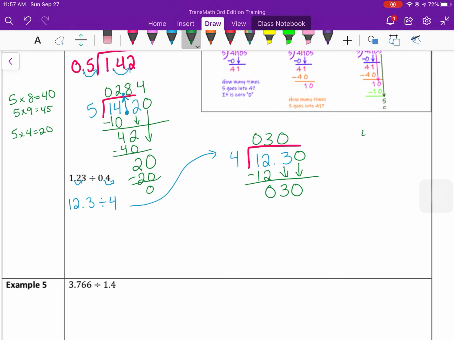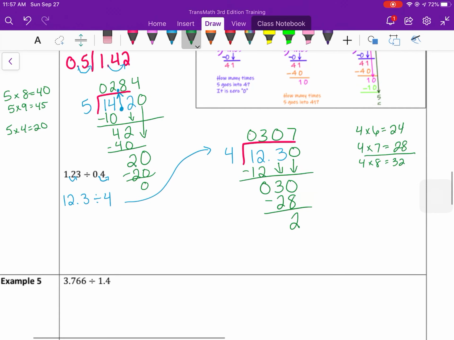Now 4 fits into 30. Let's see, 4 times 6 is 24. 4 times 7 is 28. And 4 times 8 is 32. So 4 fits into 30 7 times. So 7 goes on top. 4 times 7 is 28. We subtract. 30 minus 28 is 2. We can bring down another 0. 4 fits into 20 5 times, and that's 20.